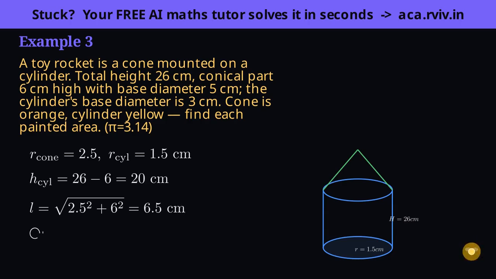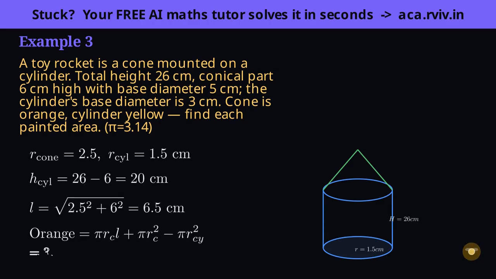Now the orange, which is the cone. Its curved slope is pi r cone L, but here's the ring we mustn't forget. Because the cone is wider than the cylinder underneath, the cone's base doesn't fully rest on the cylinder, an outer ring of it hangs over into the open air and must be painted orange too. That ring is the cone's full base circle minus the smaller circle covered by the cylinder, pi r cone squared minus pi r cyl squared.